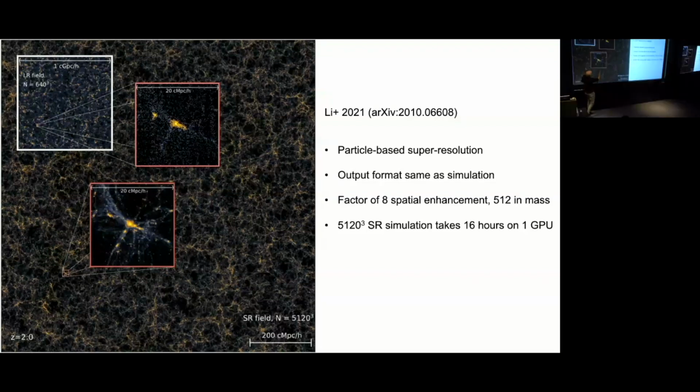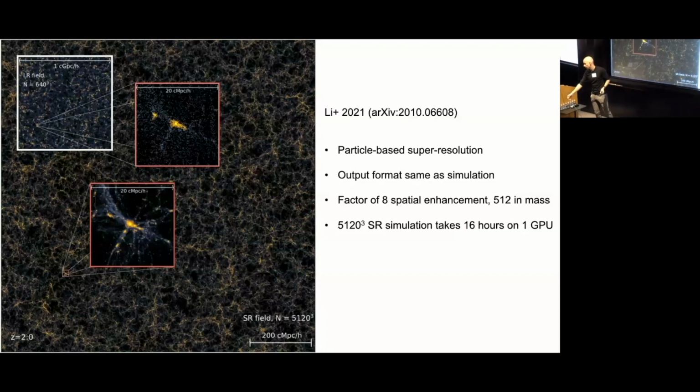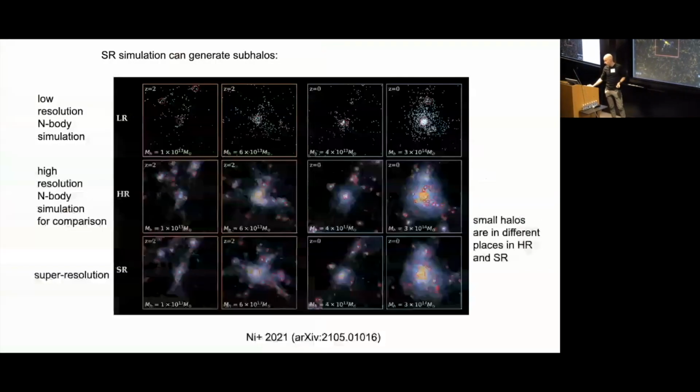This is the low resolution input, and here's the super resolution output. And you can see that you can get these sort of subhalos forming. And the nice part is that it is fast. This was a 5,000 cubed simulation, and it took 16 hours on a single processor, right? Well, on a single GPU at least. So that would take maybe 10,000 times longer if you ran it with an N-body code.